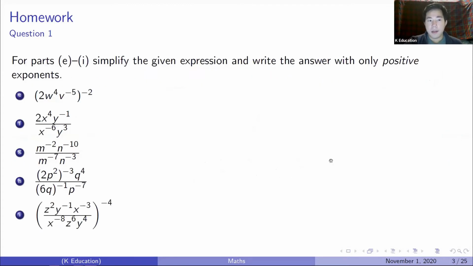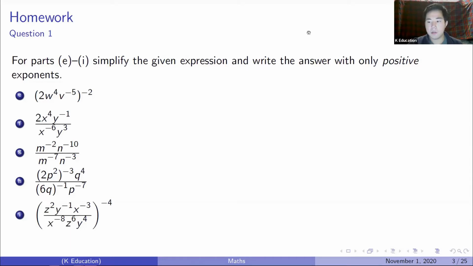Okay, parts E to I, that's when things got a bit complicated with all the negative powers. You had to write your answer with only positive exponents, right? Meaning only positive powers. So here you see a lot of negative powers. You don't want any negative powers, so any negative power you see, you can flip it over, 1 over v to the 5, for example.